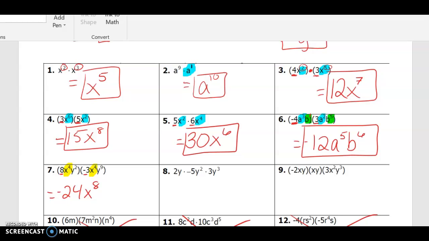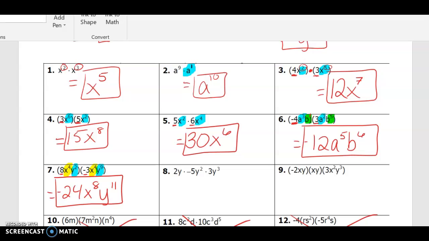My second base that I have in here is a y. And I have y to the 2nd times y to the 9th. So 2 plus 9 gives me y to the 11th. And again, I keep my x and y separate in my answer. So my final answer would read negative 24, x to the 8th, y to the 11th.